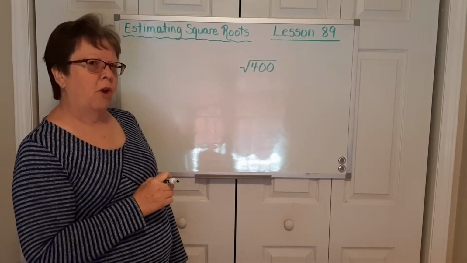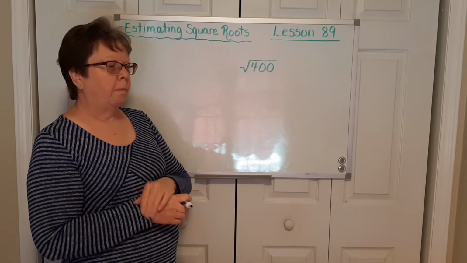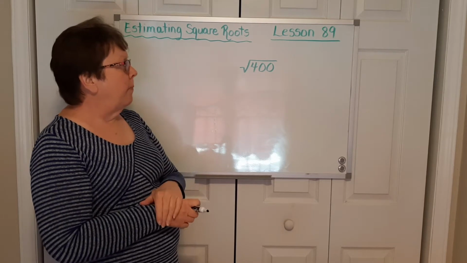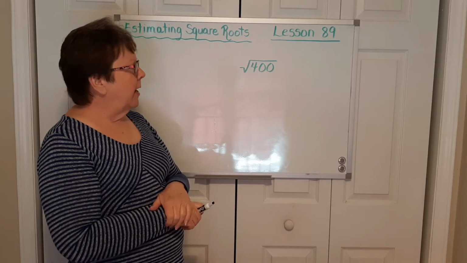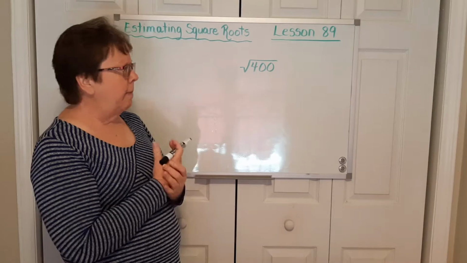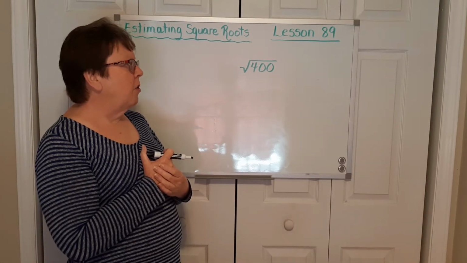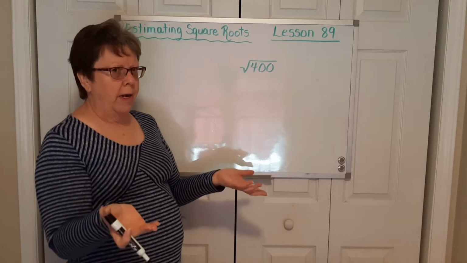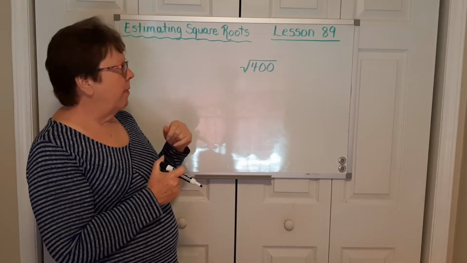Let's do one a little more challenging. Now, we're going to find the square root of 400. So we're going to have to do a little estimating here. We're going to do what we call the guess and check method. If I say, I wonder if it's 10. Well, 10 times 10 is 100, right? So it's got to be more than 10.